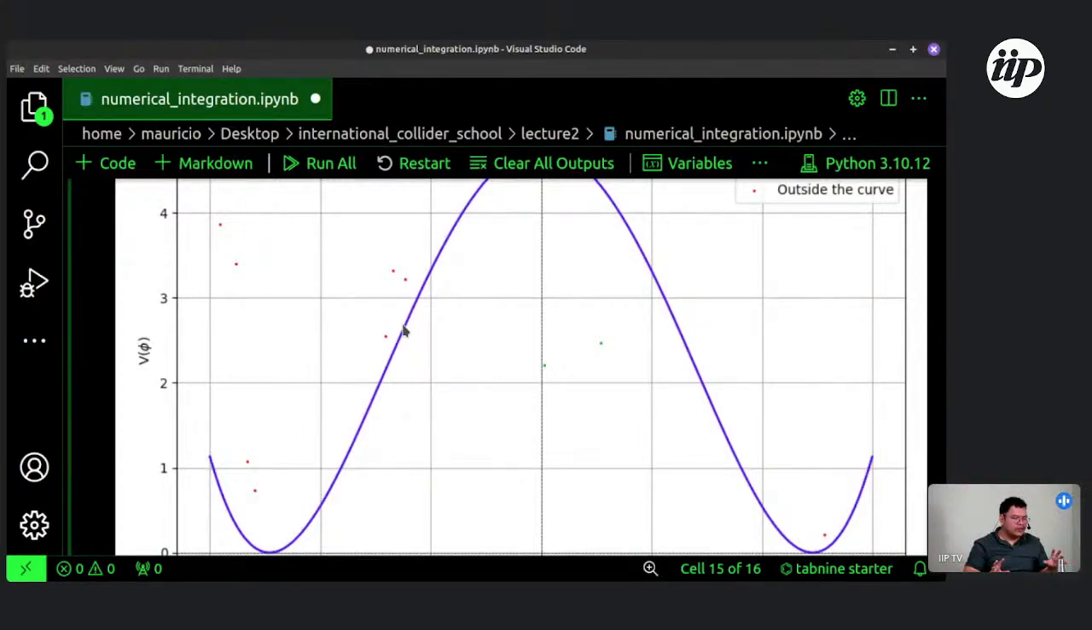Okay, we have points outside of the curve and inside of the curve. So for the area, obviously, we are going to count only the points that are inside of the area. If we take the number of points inside of the area and divide it by the total number of random numbers, we can obtain an approximation of the area.